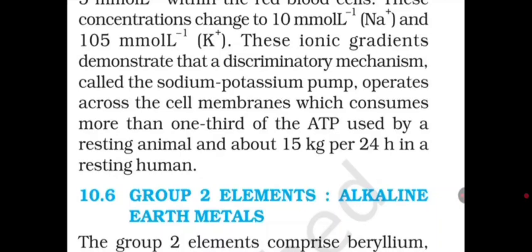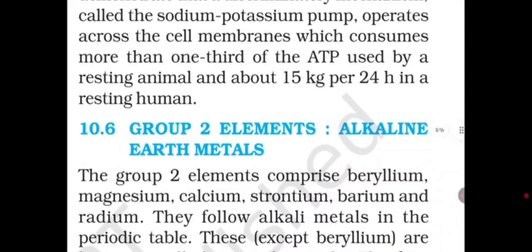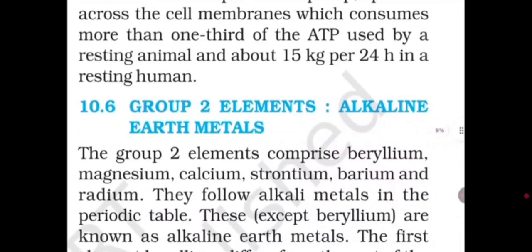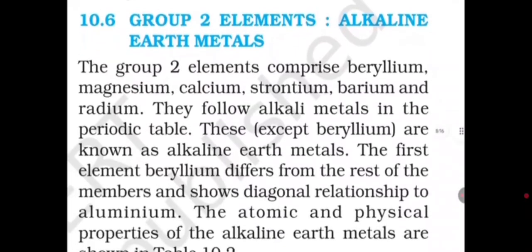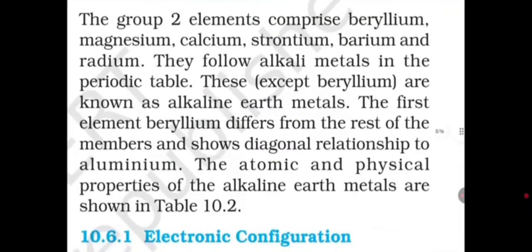These ionic gradients demonstrate that a discriminatory mechanism called the sodium potassium pump operates across the cell membrane, which consumes more than one third of the ATP used by a resting animal and about 15 kg per 24 hours in a resting human. Next topic is group 2 elements, which are alkaline earth metals.